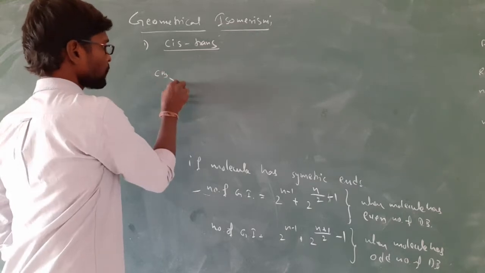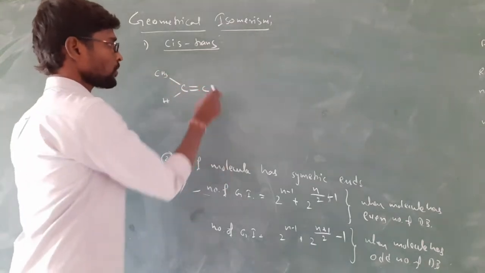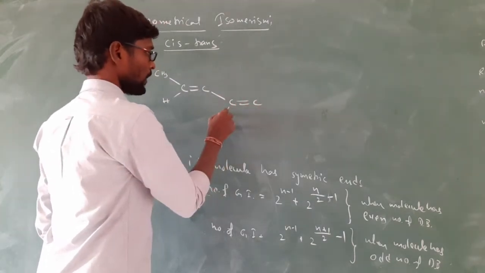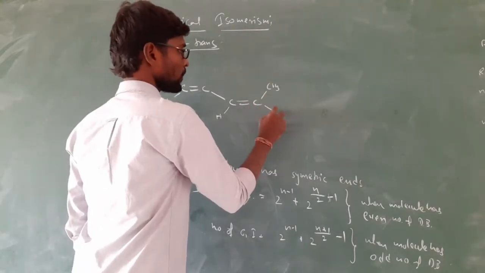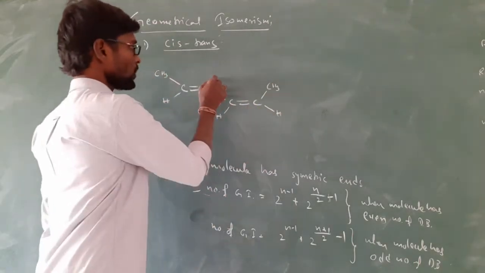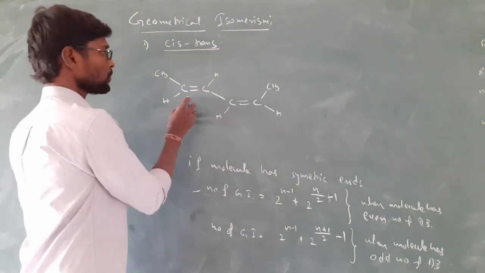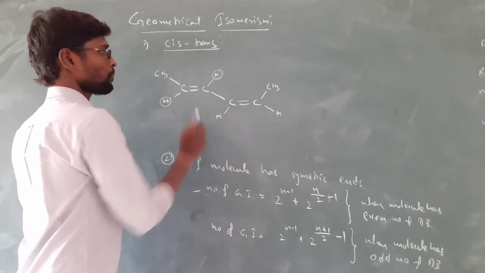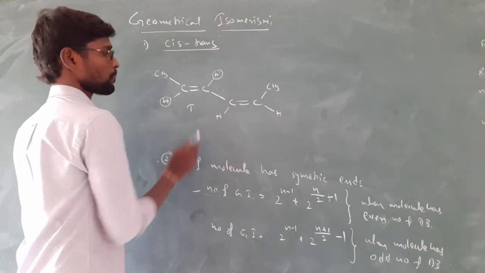CH3, this is C, double bond C, and hydrogen is here. And if you write again one more carbon here, double bond C, hydrogen I am writing here. Here CH3 is there, here hydrogen is there. Here hydrogen. Right, if you write like this, what does it become? On this double bond you are having hydrogens on opposite side and carbons again on opposite side. So this becomes trans.